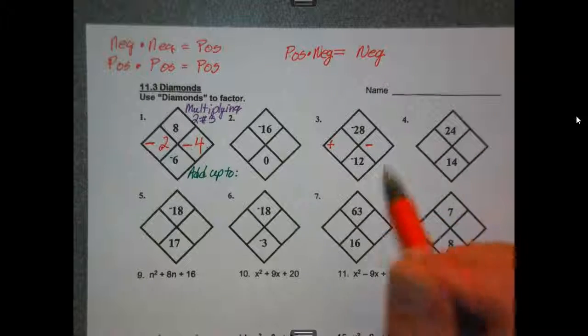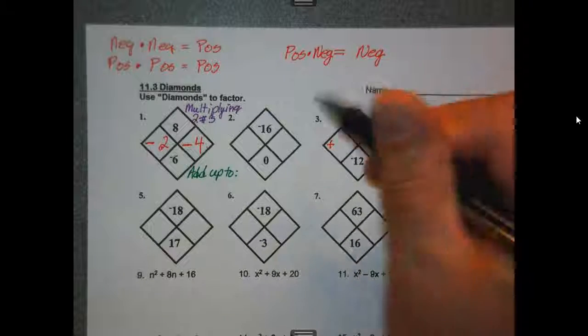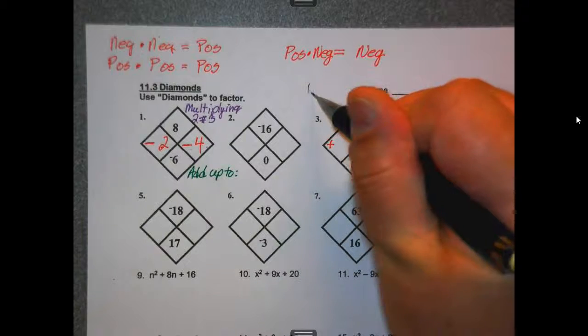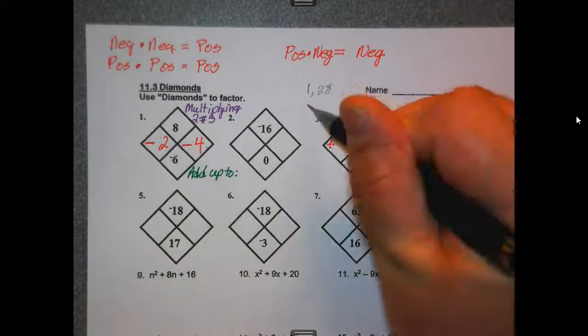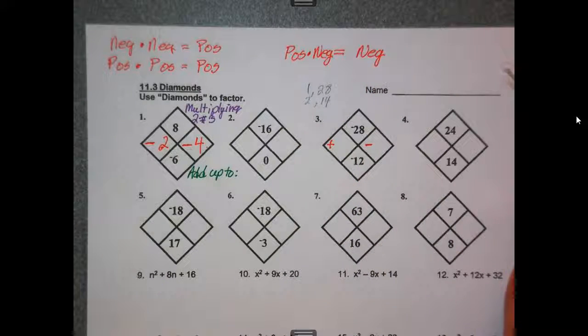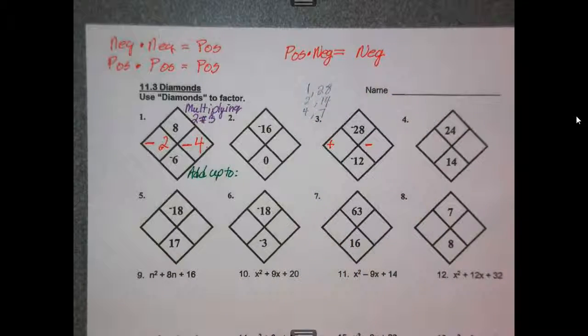Well, we're going to look at the factors of 28. We have 1 times 28 equals 28. 2 times 14 equals 28. And 4 times 7 equals 28.